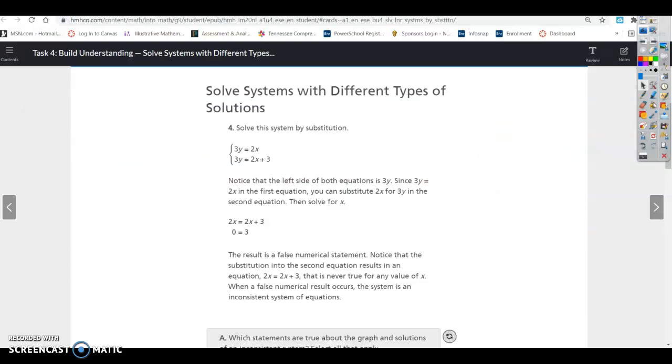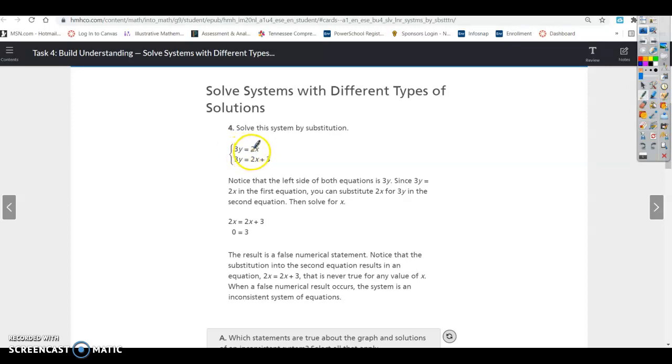Lesson 9.2, task 4, solve systems with different types of solutions. Solve this system by substitution. All right, so we have 3y equals 2x, and we have 3y equals 2x plus 3. Notice that the left side of both equations is 3y. Since 3y equals 2x in the first equation, you can substitute 2x for 3y in the second equation, then solve for x. All right, so let's do that.